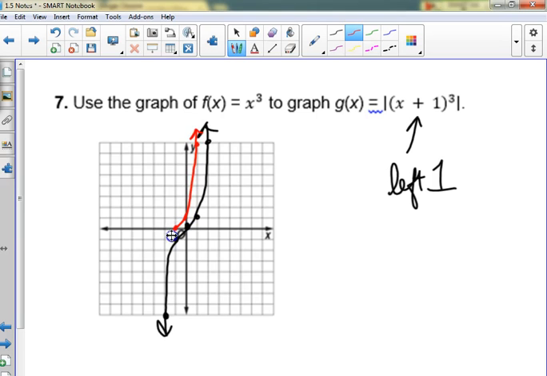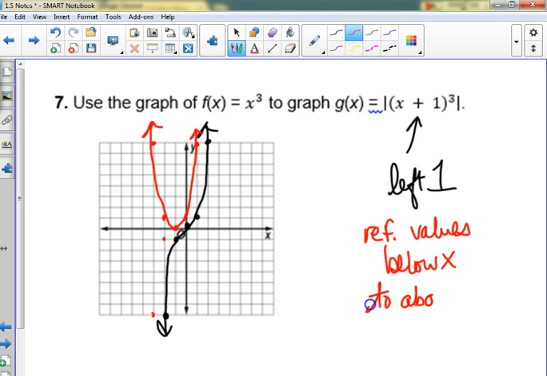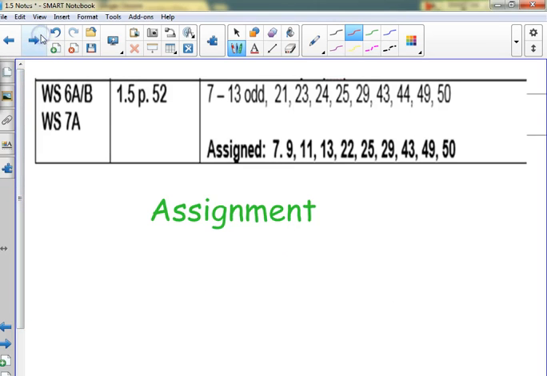You are right. Yep, because it's on the whole thing. So it's going to take all these ordered pairs that used to be down here, and it's going to flip them up. So what's it going to look like? It's going to look like a parabola. Okay. Reflect values below the x-axis to above the x-axis. Nice job. You guys let me finish the notes even.